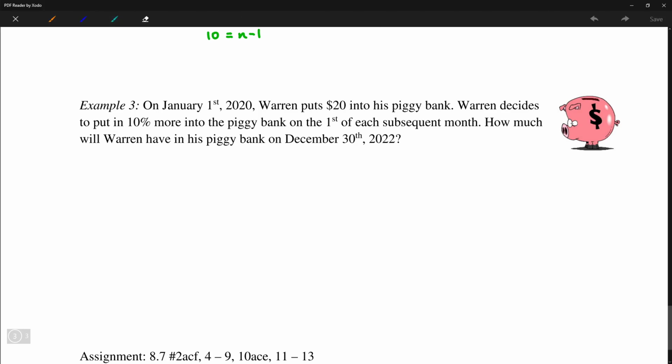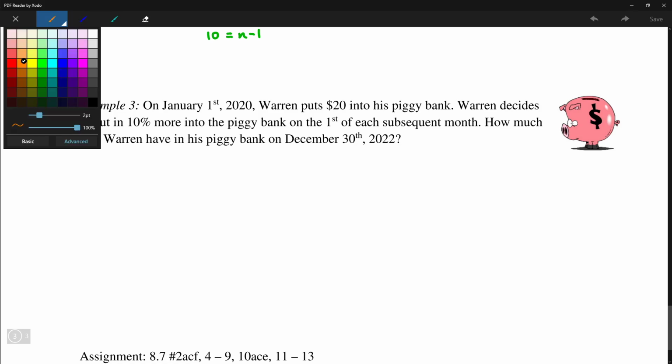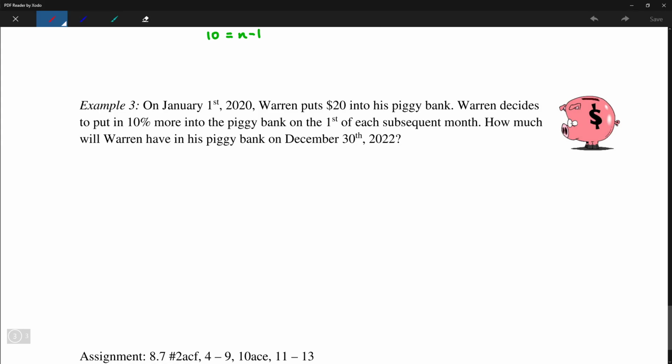Alright, so if it's 10% more, as it says here, then we have 110% of the last deposit. So in terms of a common ratio, we're looking at r equals 1.1. Right, because it's 10% more than 100%, which makes each deposit 110% of the last one. So r equals 1.1.